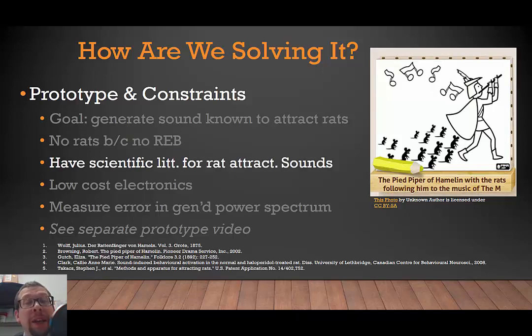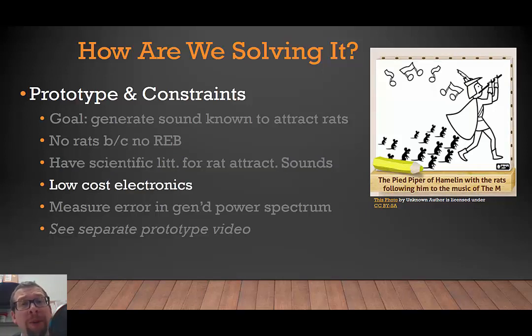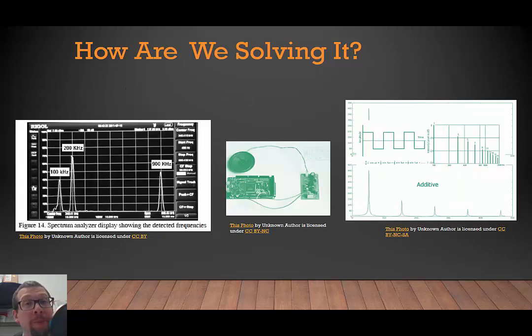However, we have conducted a survey of the scientific literature on the use of sounds to attract rats, and you can see some of the citations at the bottom of the page right here. We know that if we're going to do this properly in the prototype stage, but also later on in the development of a manufactured device, we want to keep the cost of electronics and associated components low. We also know that we're going to have to measure the error between the desired sound from the literature and the one that we generate with the electronics that we have. Those electronics are described in a separate prototype video.